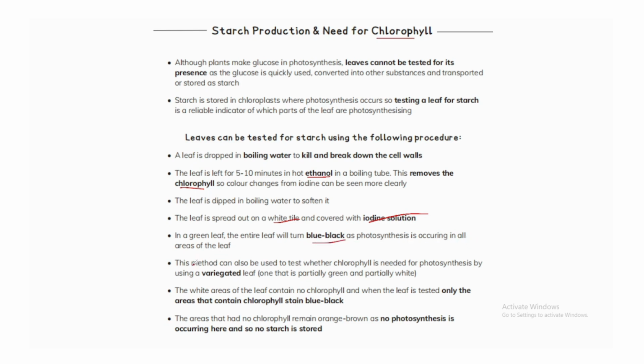leaf. This method can also be used to test whether chlorophyll is needed for photosynthesis by using a variegated leaf that is partially green and partially white or yellowish in color. The white areas of the leaf contain no chlorophyll, and when the leaf is tested, only the areas that contain chlorophyll stain blue-black. The areas that hold no chlorophyll remain orange brown as no photosynthesis is occurring here, and so no starch is stored.